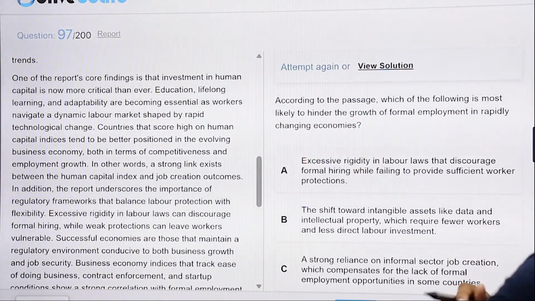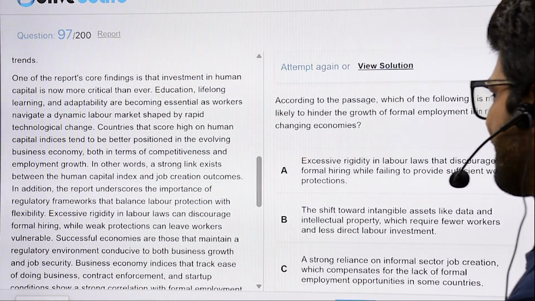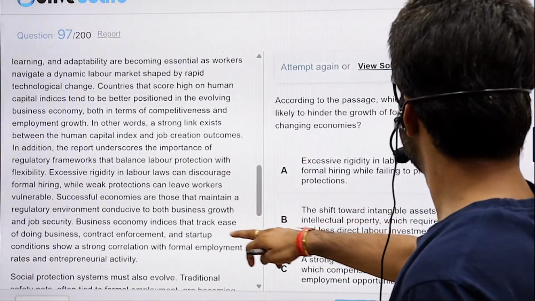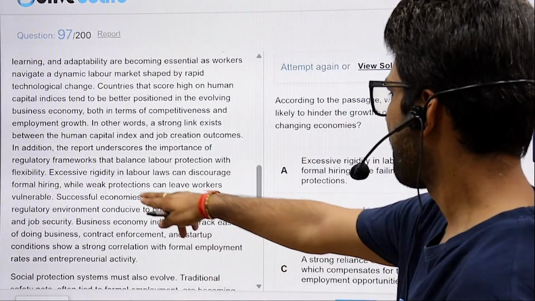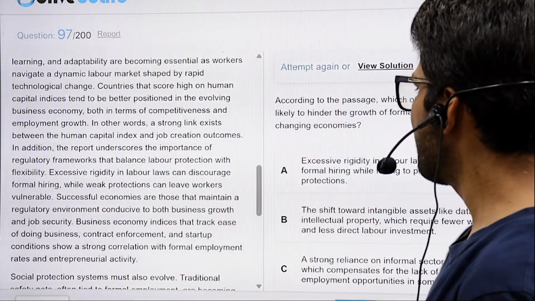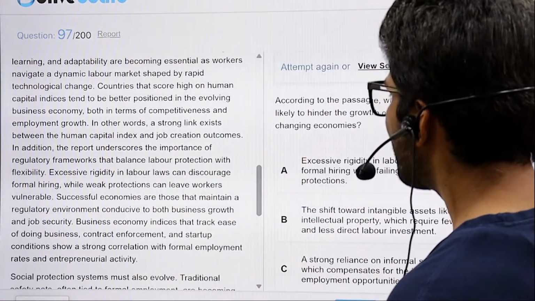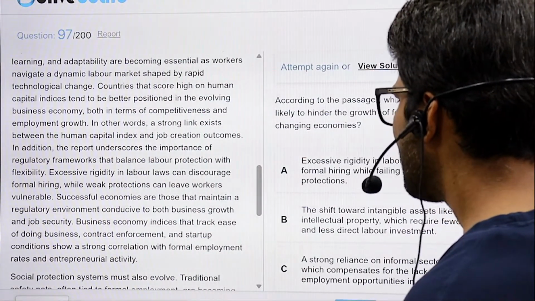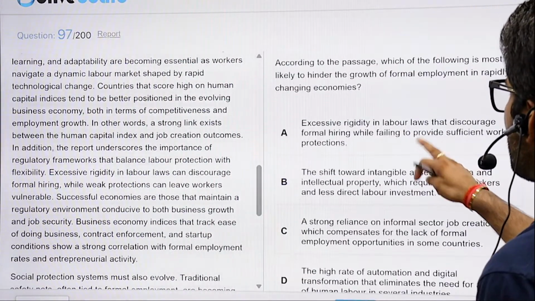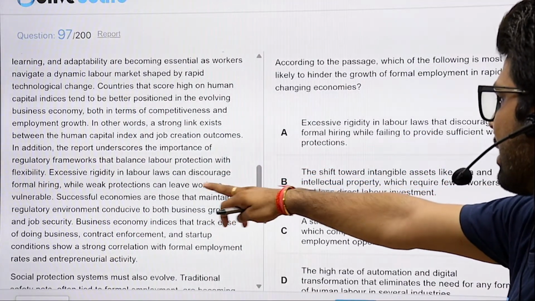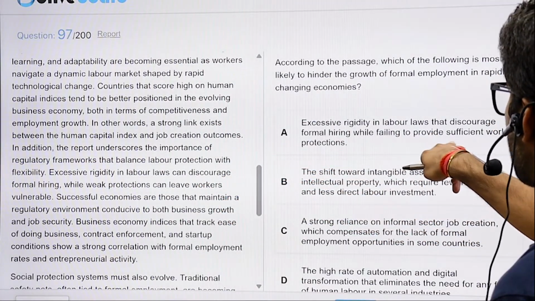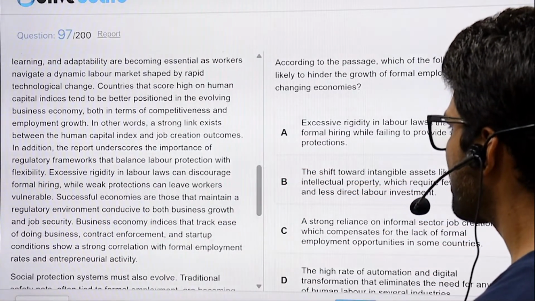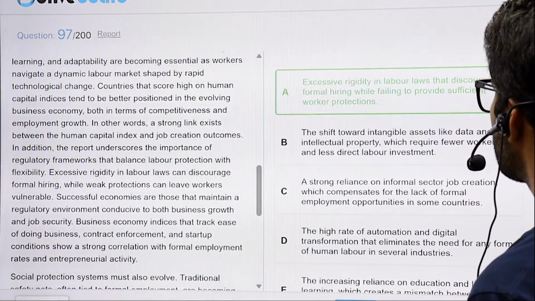According to the passage, which is most likely to hinder the growth of formal employment in rapidly changing economies? Excessive rigidity in labor laws can discourage formal hiring, while weak protections can leave workers vulnerable. Excessive rigidity in labor laws that discourage formal hiring while failing to provide sufficient worker protections, while weak protections can leave workers vulnerable. I think that should be correct. Whoa!